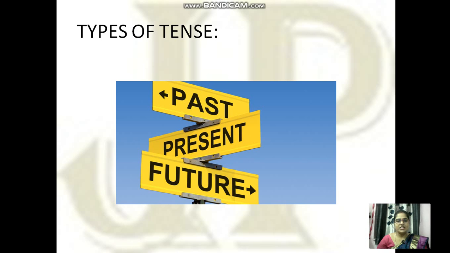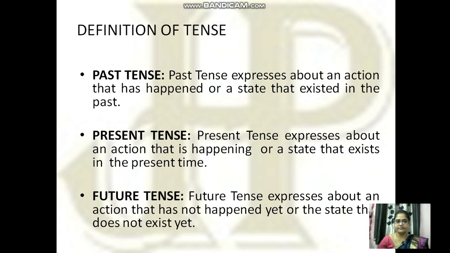There are three types of tense: past tense, present tense and future tense. Past tense expresses an action that has happened or a state that existed in the past. Means past tense tells us about the actions that have been finished in the past time.